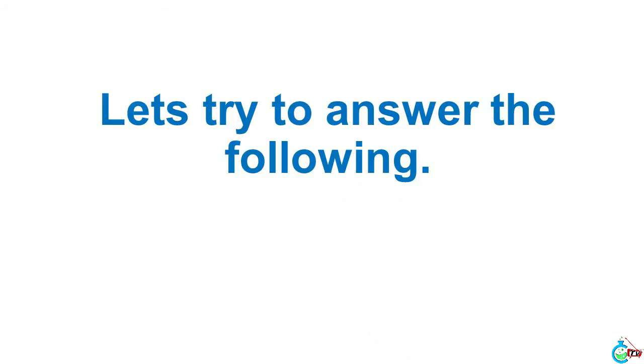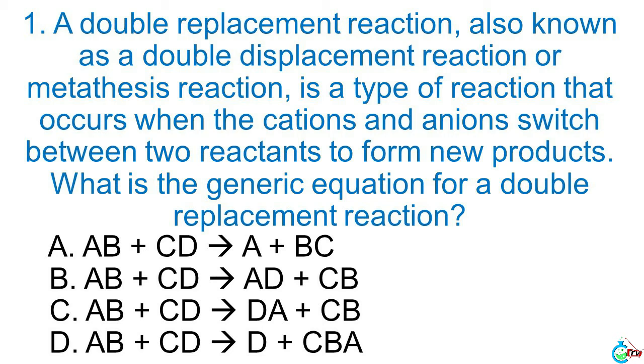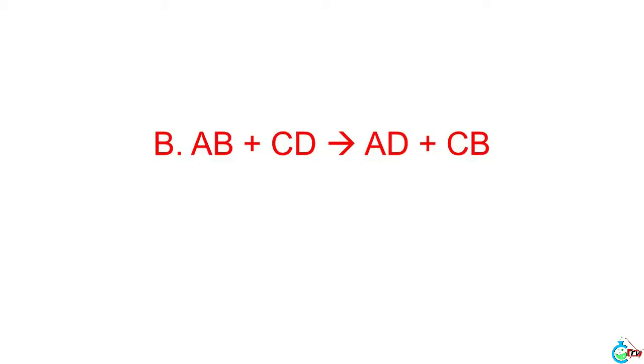Let's try to answer the following. 1. A double replacement reaction, also known as a double displacement reaction, or metathesis reaction, is a type of reaction that occurs when the cations and anions switch between two reactants to form new products. What is the generic equation for a double replacement reaction? B. AB plus CD yields AD plus CB.